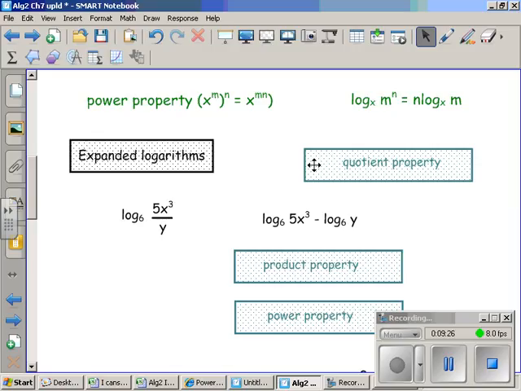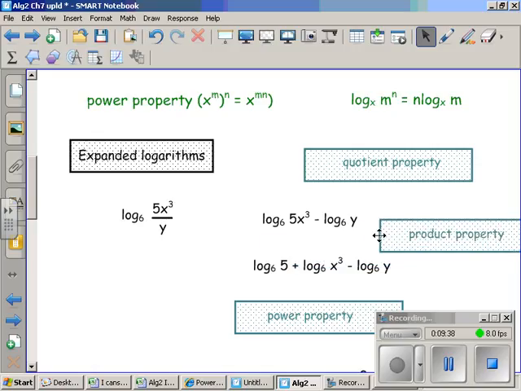Okay, now, if you look at this equation, you've still got some multiplication in here, so let's take care of that next. I'm going to break log base 6 of 5x cubed into log base 6 of 5 plus log base 6 of x cubed. And I still have the minus log base 6 of y tagging on the end.